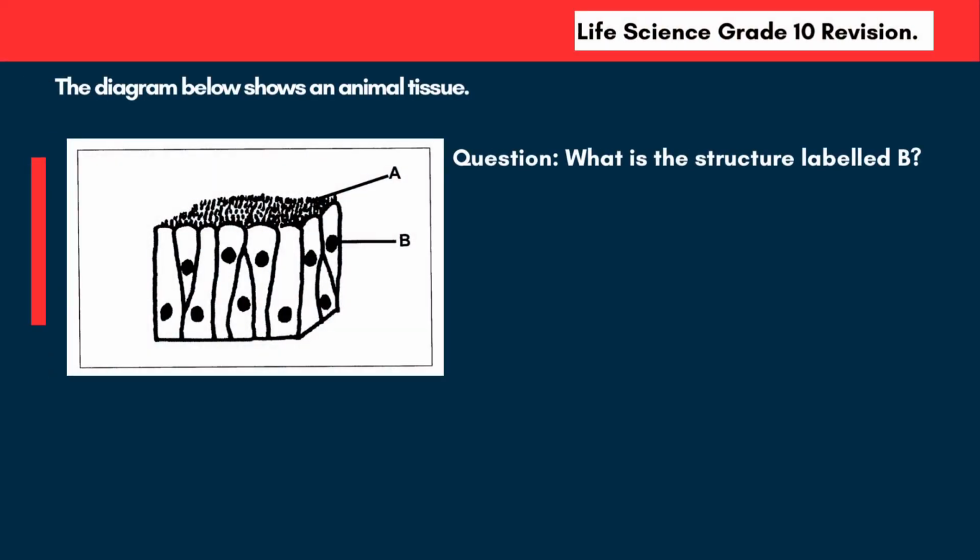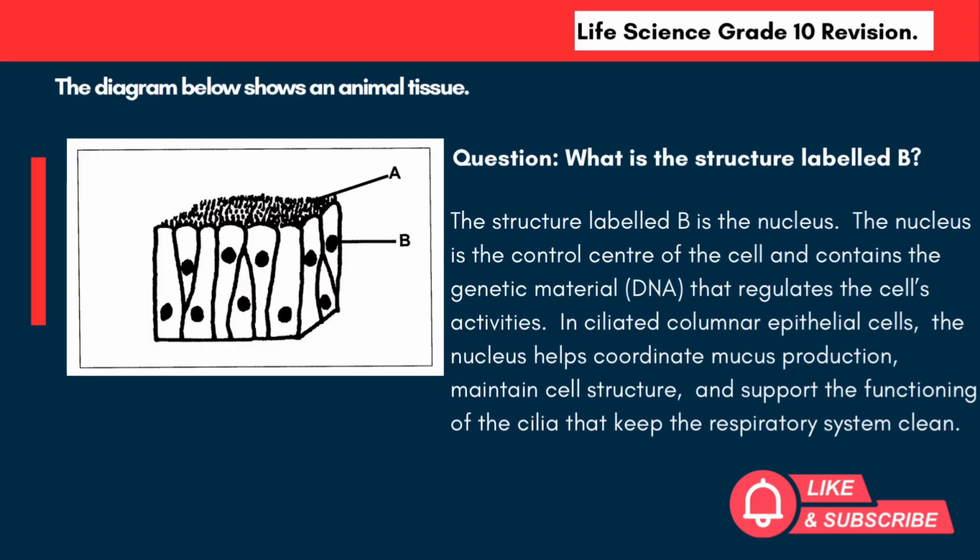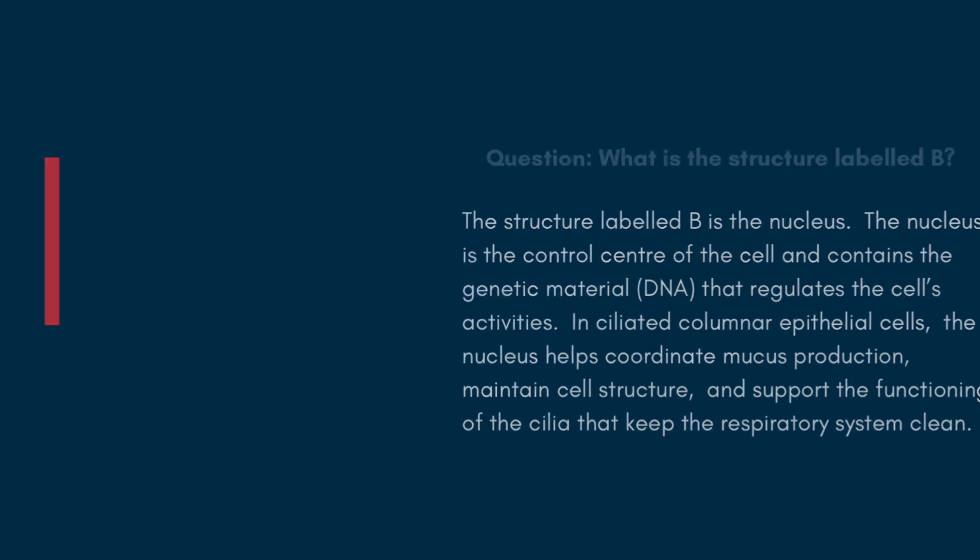Question: what is the structure labeled B? The structure labeled B is the nucleus. The nucleus is the control center of the cell and contains the genetic material, DNA, that regulates the cell's activities. In ciliated columnar epithelial cells, the nucleus helps coordinate mucus production, maintain cell structure, and support the functioning of the cilia that keep the respiratory system clean.